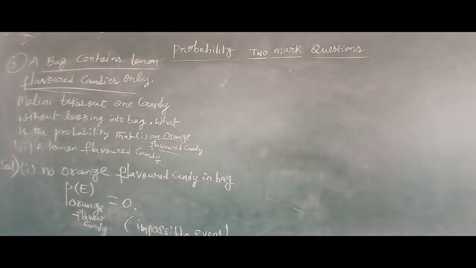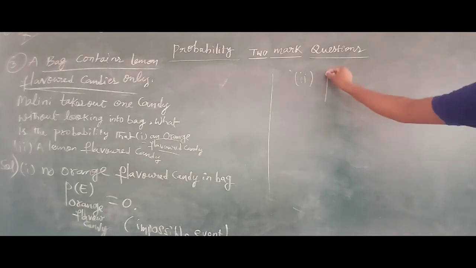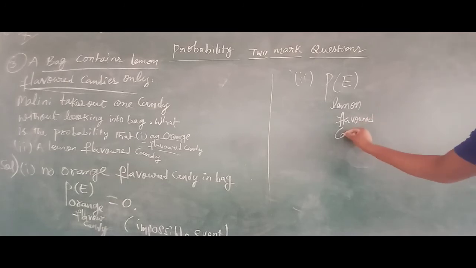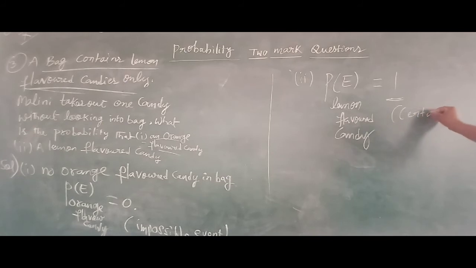Now let's move on to the second one, a lemon flavored candy. Without looking, the total bag consists of only lemon flavored candies, so whichever one it takes should be a lemon flavored candy. So now I can write the second one: the probability of the event lemon flavored candy is equal to 1, because it is certainly going to be a lemon candy, so that is a certain event. That is about your third question. Let's move on to the next question.